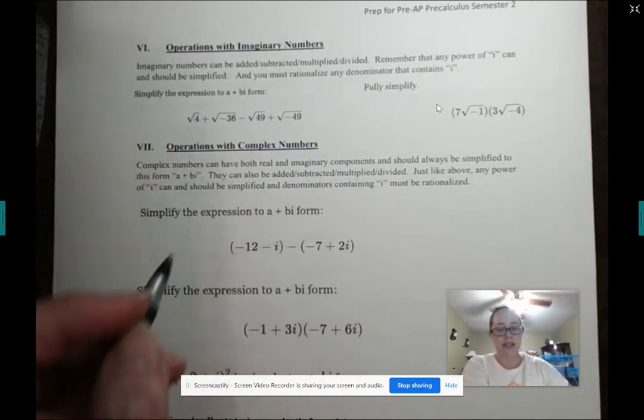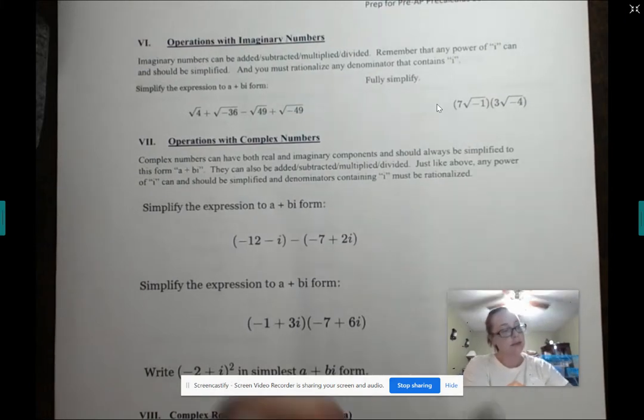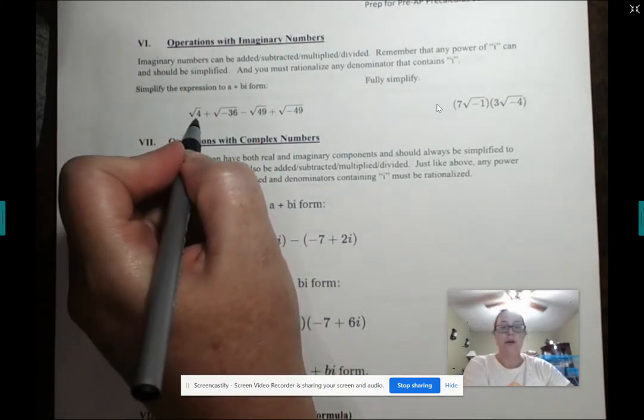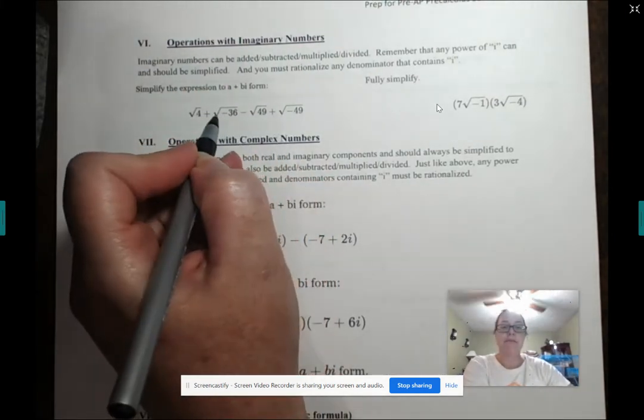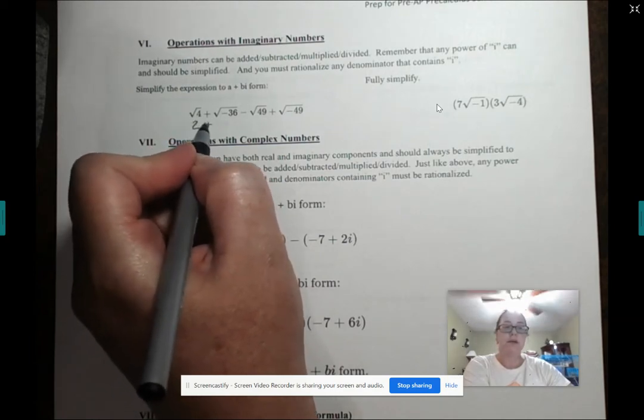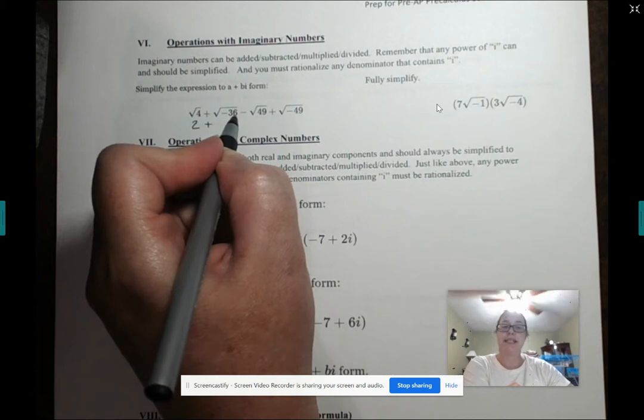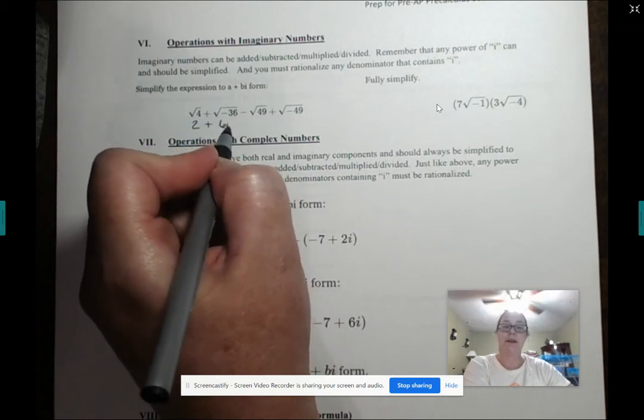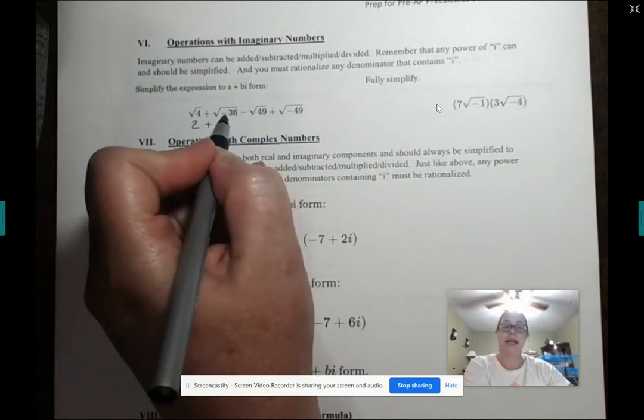And I'm hoping we'll have a chance to work on that, but we may not here. But just remember, we can't have that. So anything that I can simplify, I'm going to. The square root of 4 is 2. The square root of negative 36, well, 36 is 6, but I have to put an i out there because of the negative in front of the radicand.